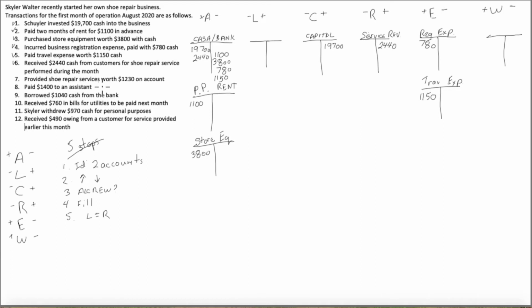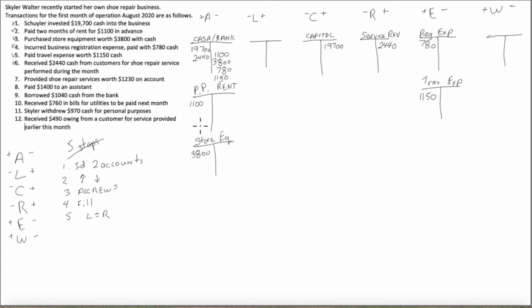Provided shoe repair service worth $1,200 and $1,230 on account, right? So on account, does that mean they actually received money? No, right? That means they're going to receive money down the road. So accounts receivable, is that an asset? Yes, right? So one of the accounts is accounts receivable. And what would be the other account? Because we did work, it would be service, so it's revenue. So that would be the other account.